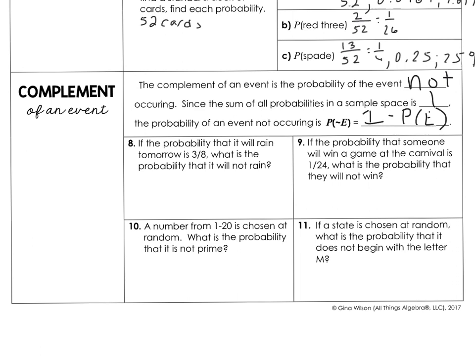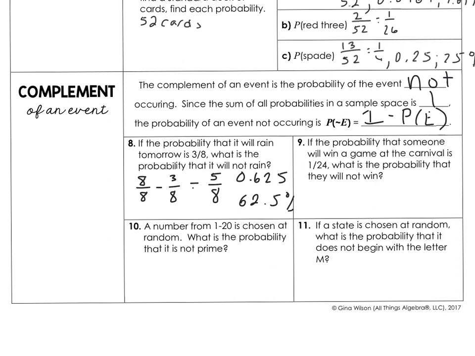So for example, if the probability that it will rain tomorrow is 3/8, what's the probability that it will not rain? Well, total probability would be 8 out of 8. There's a 3/8 chance probability that it will rain, leaving us with a 5/8 chance that it would not rain. And then just thinking about that as a decimal, right, would be 0.625 or 62.5%.